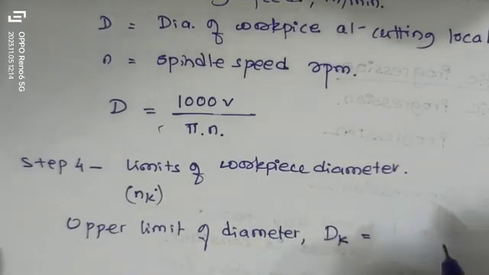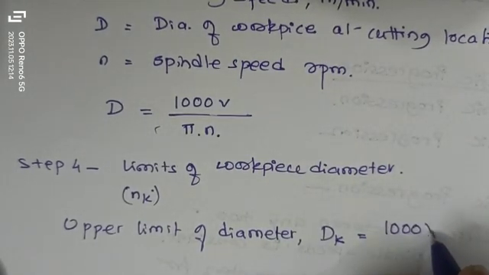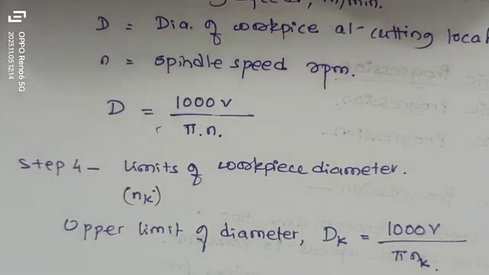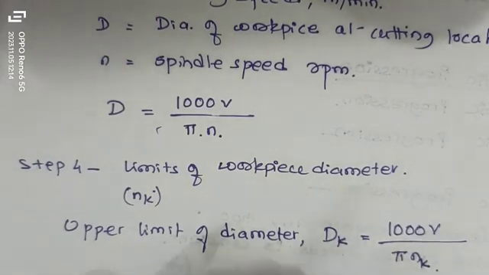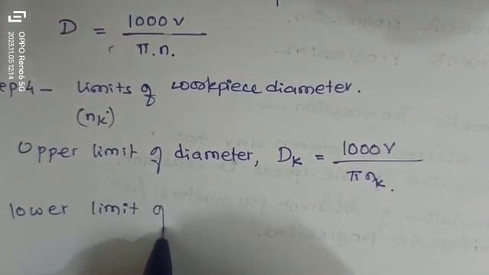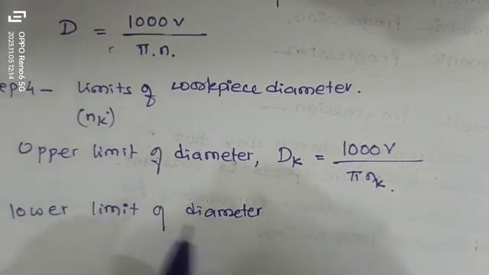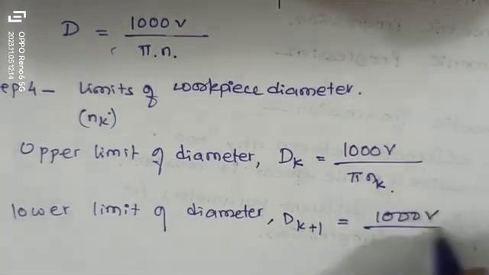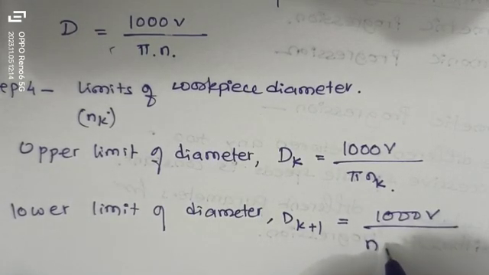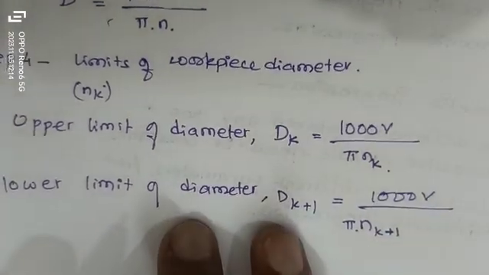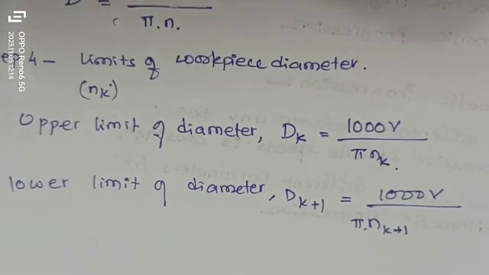right? That is workpiece diameter, that is 1000 into v divided by pi into n, as we know, but for particular spindle speed, nk, n1, n2, n3, n4, whatever it may be, d1, d2, d3, whatever it may be, right? Similarly, if you're talking about lower limit of diameter, that is dk plus 1, that is equal to 1000 into v divided by pi into nk plus 1. So this is step 4, limit of workpiece diameter.